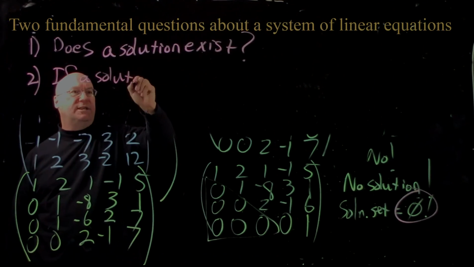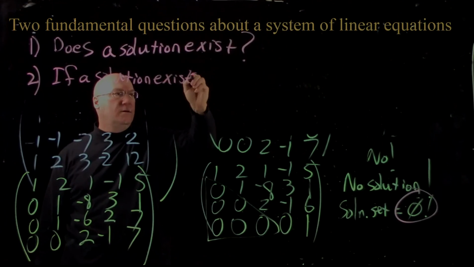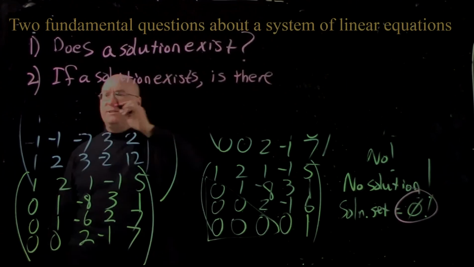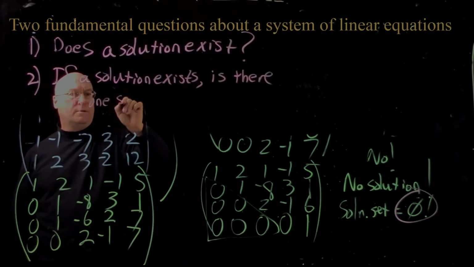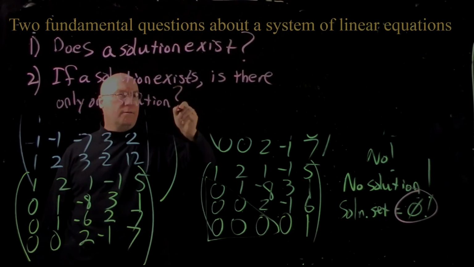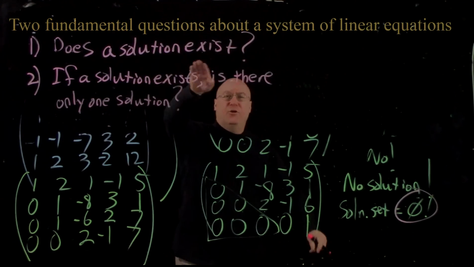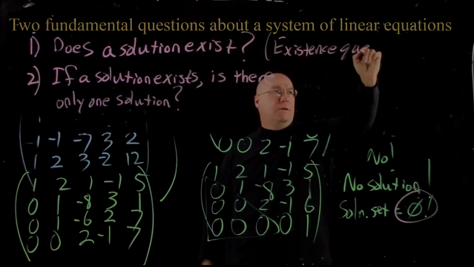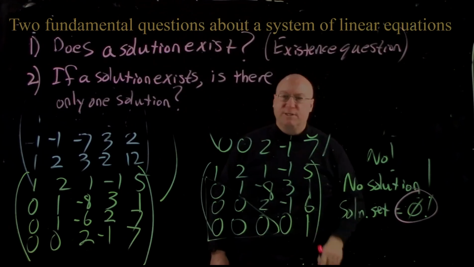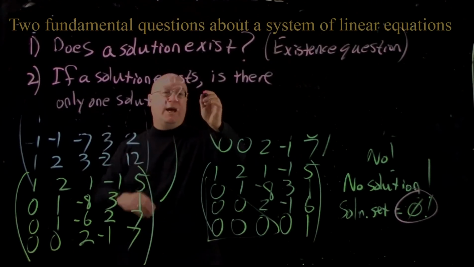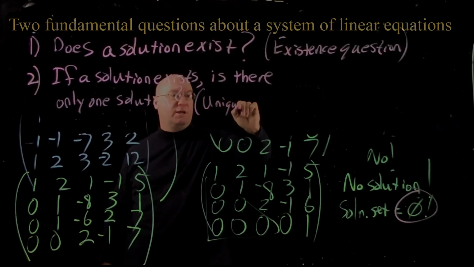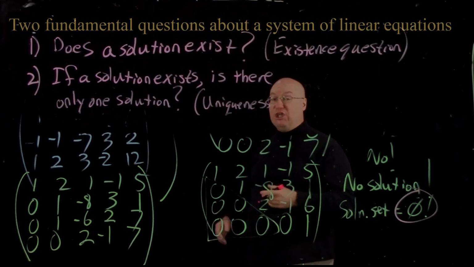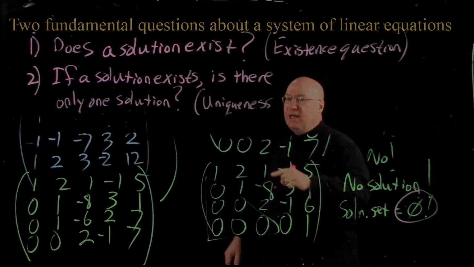If a solution exists, is there only one solution? All right? So up here, we have what we call the existence question. Does a solution exist? If it does, we have what we call the uniqueness question. Is the solution unique? Unique means one of a kind, right? Unique doesn't mean unusual. It means one of a kind.